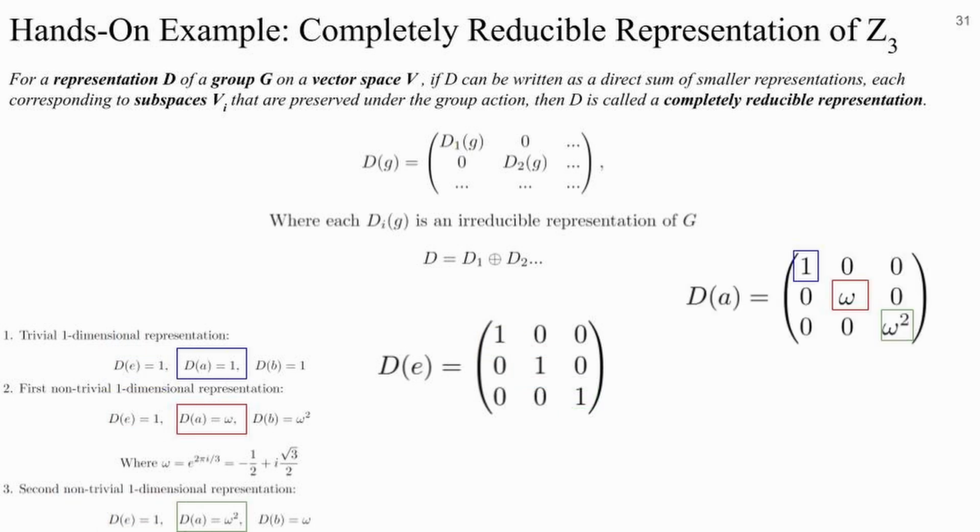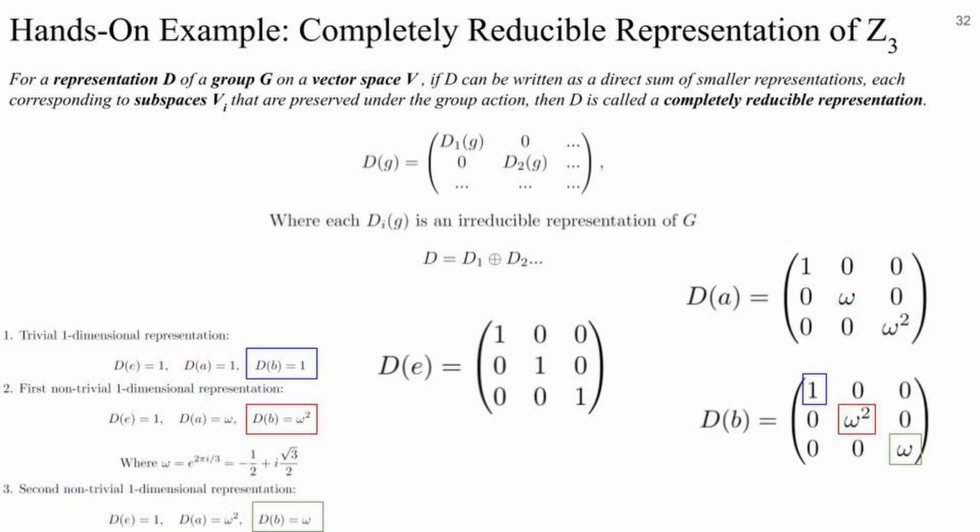We can derive the representation matrix for A by performing the same process, and we get along the main diagonal 1, omega, and omega squared. And then we can do the same thing for B, getting the slightly different but still very similar 1, omega squared, omega along the main diagonal. These three block diagonal matrices form the completely reducible representation of Z3.